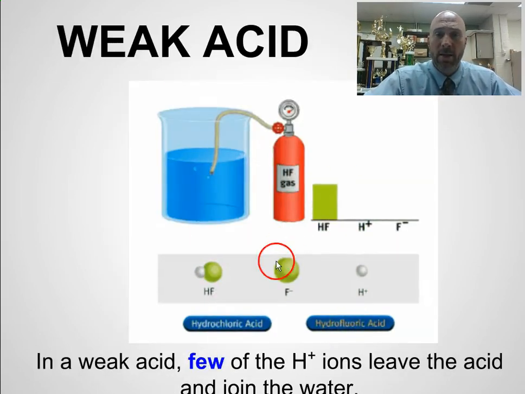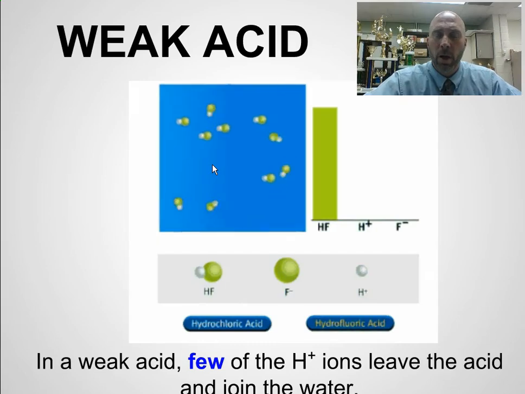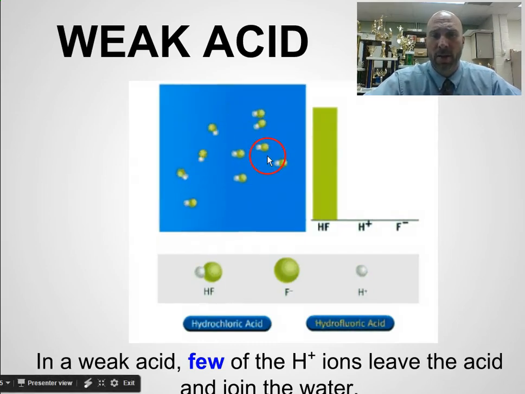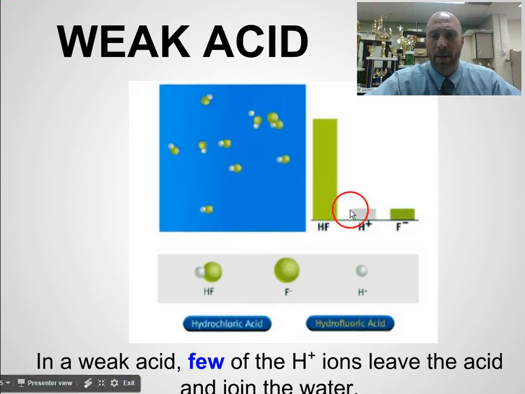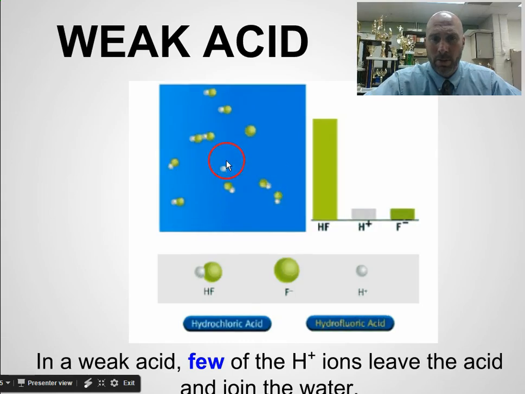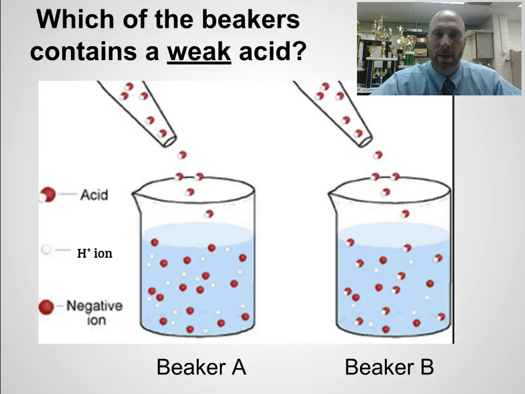Now a weak acid, this is hydrogen fluoride, we put that into solution. In a weak acid, only a few of those hydrogen ions leave the acid and join the water, as you can see by this animation. We put those HFs in there, and after a certain amount of time, only a small amount of those H's are leaving, or the hydrogen ions are going into solution. That makes it a weak acid.